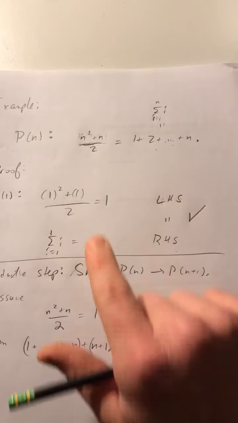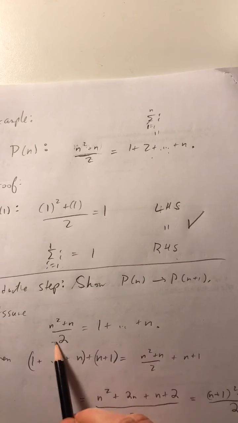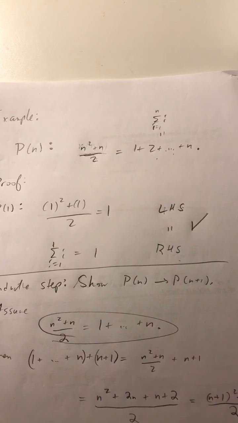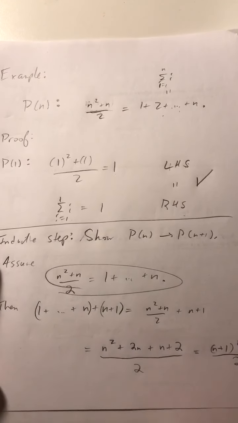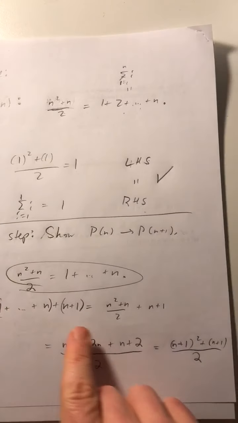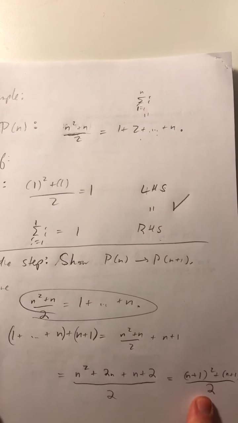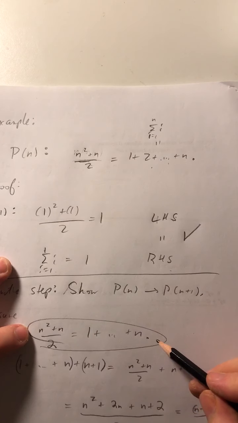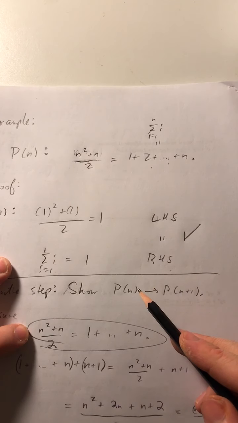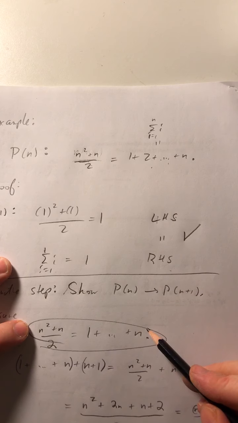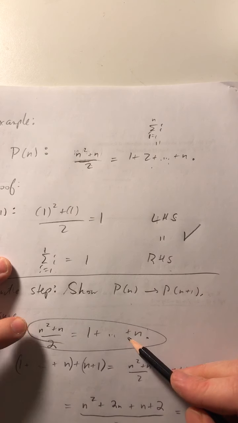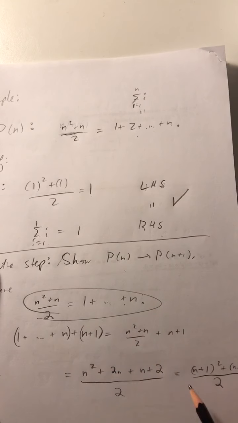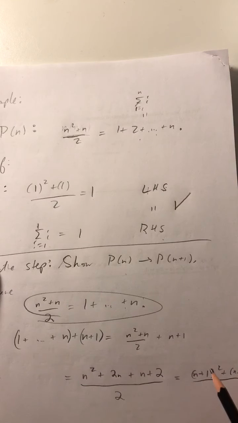So, if this equation is true, and I'm not asserting that it is true, but I'm saying if it is, then the right-hand side for P of n plus 1 equals the left-hand side for P of n plus 1, which means that P of n plus 1 is also true. So here, I didn't actually prove directly that P of n is true. I just said that if P of n is true, which is what this circled equation says, then P of n plus 1 is also true, which is what I computed down here.